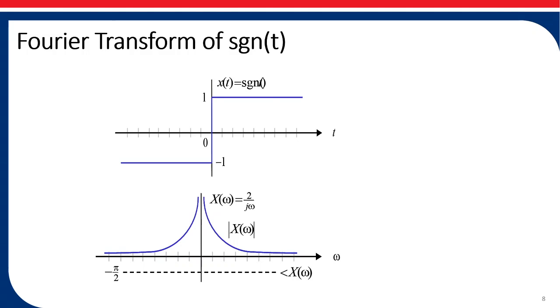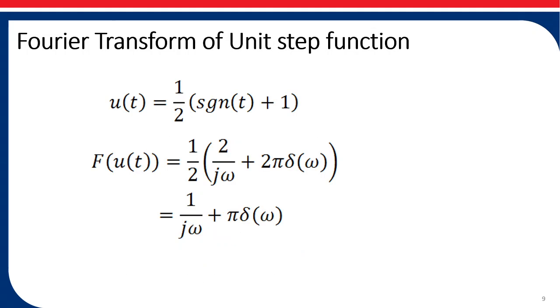Similarly, u of t, which is our unit step function, we can write in terms of signum function as 1/2 into signum function plus 1. So for t negative, the signum function is -1, so the value will come out to be 0, and for t positive, the signum function is +1, so the value inside the bracket will come out to be 2, and u of t will be equal to 1 for t greater than 0 only. So this is the expression for u of t in terms of signum function.